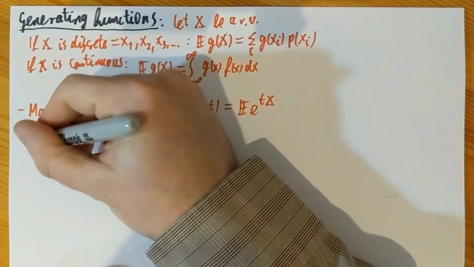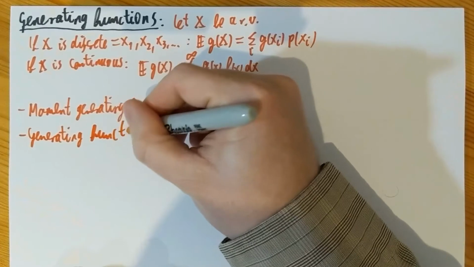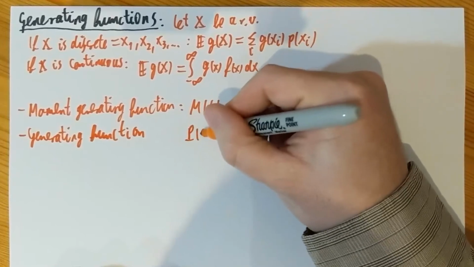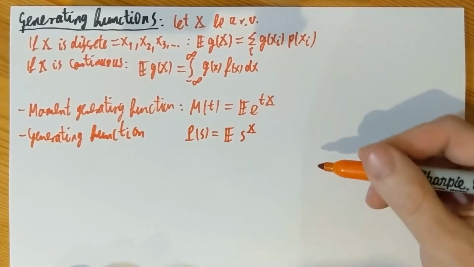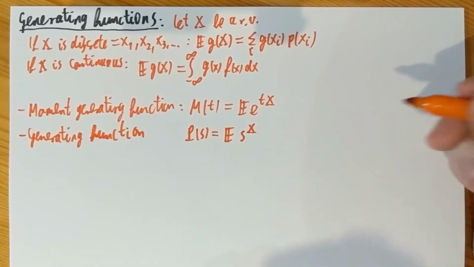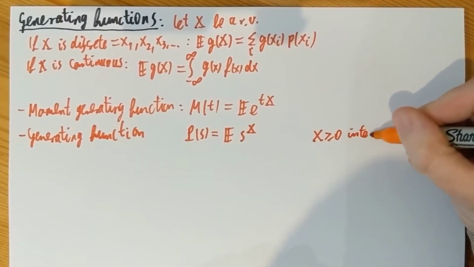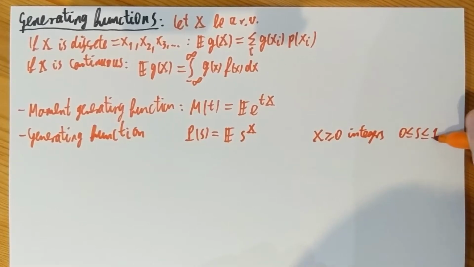The generating function is defined to be, the notation is P(s), and it's the expectation of s to the X power. The usual way of using it, so the usual scenario is for non-negative integers and s between, well, often 0 and 1. Sometimes people go to negative, but it's enough to look at between 0 and 1.